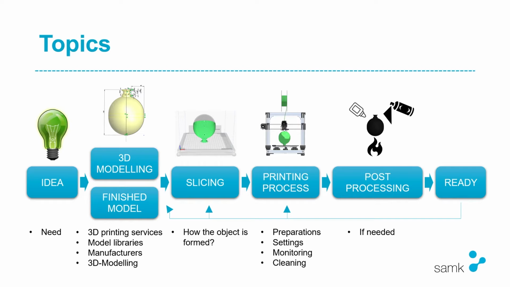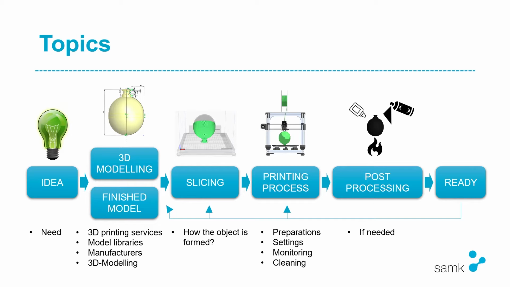First of all, the first thing is the idea. Then comes the 3D modeling of the idea. After that comes the slicing, or making the 3D model into an understandable form for the 3D printer. Then comes the printing process itself. And after that, possible post-processing. And after that, the piece is ready.